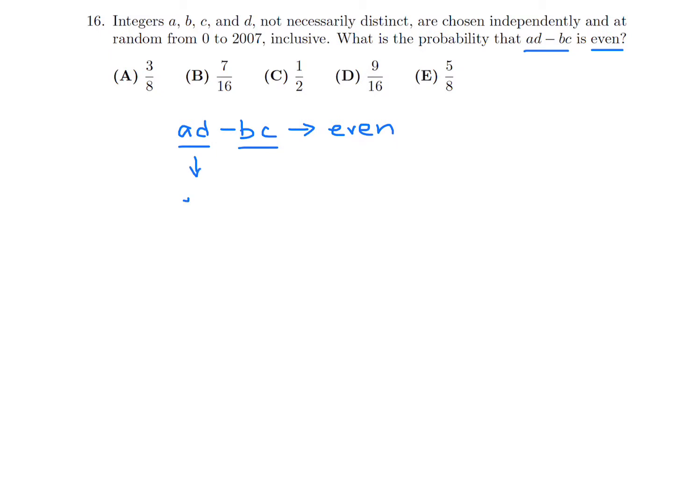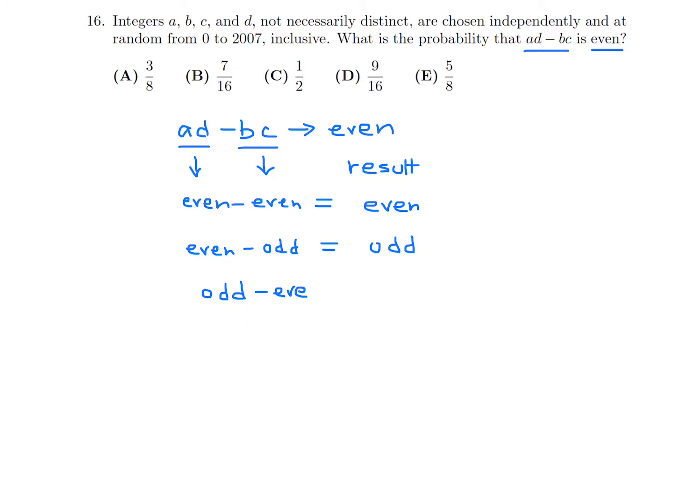If the first guy is even and the second guy is even, this BC, and I subtract them, what is my result? Well, even minus even is even. What about if I have even and odd? If AD was even and BC was odd? Even minus odd is odd. How about if I have odd and even? Like that, where AD is odd and BC is even. Well, that's odd. And finally, I think odd is what's left, right? So AD is odd and BC is odd. Odd minus odd is even.